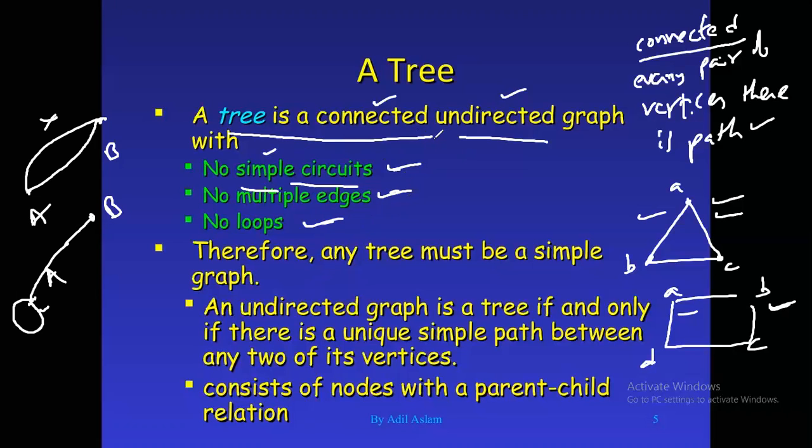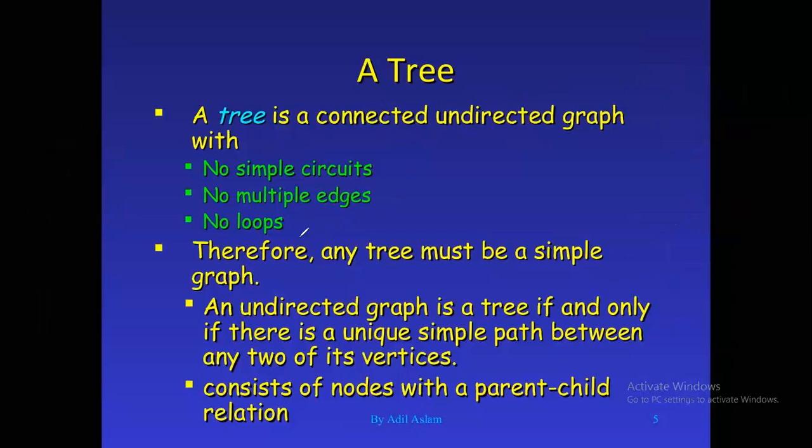So a tree is a connected undirected graph with no simple circuits, no multiple edges, no loops. Connected: every pair of vertices has a path. This needs to be satisfied. Undirected. No simple circuits means the tree does not contain this type of circuit. Multiple edges are not allowed, and loops are also not allowed. Circuits and loops are just closed ones, and a closed one is not allowed in trees.